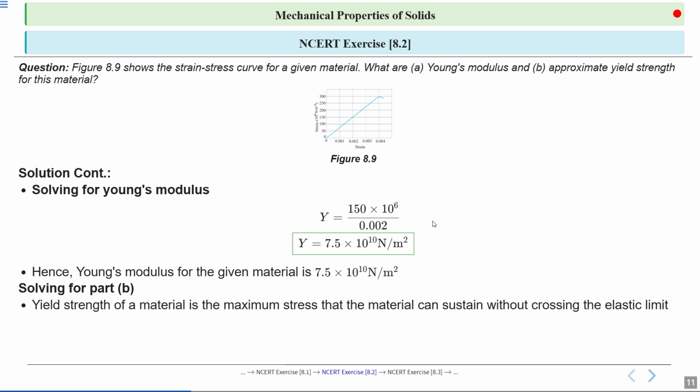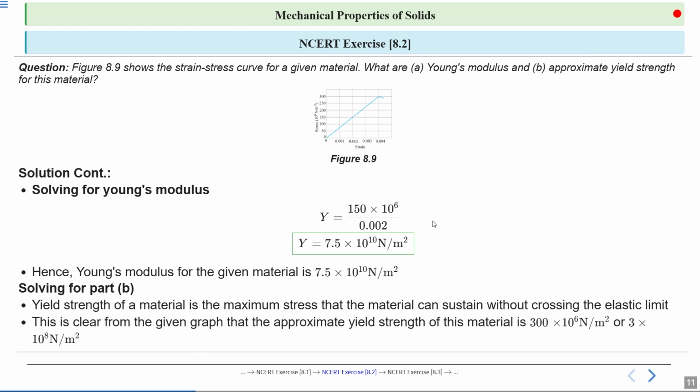Yield strength is defined as the maximum stress a material can sustain without crossing its elastic limit. So looking at the graph, we can see that yield strength is about 300 times 10 to the power 6 Newton per meter square, or we can say 3 into 10 raised to the power 8 Newton per meter square.